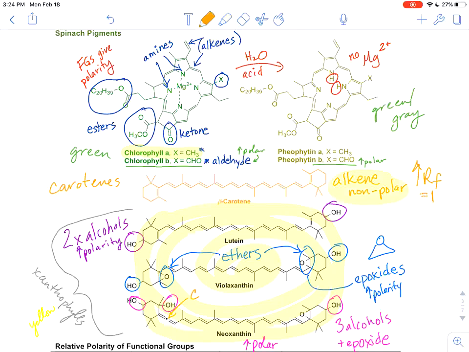Then next we had the green-gray. This traveled the most, so I'll give it a number one. We had the green-gray phaeophytins, followed by the green chlorophylls. And it's cool to see that adding in that magnesium ion makes it more polar, so it moves less along the plate. They had lower retention factors than the phaeophytins and carotenes.